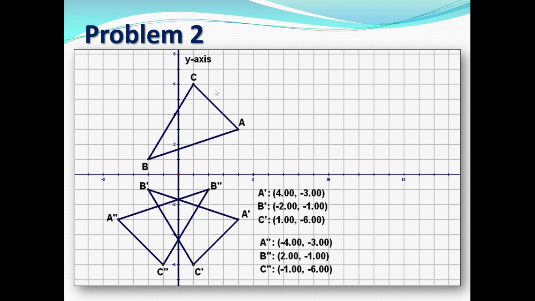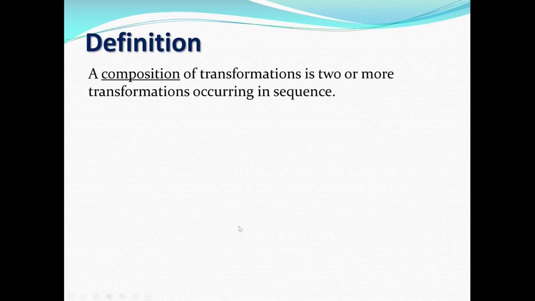Now, if you look at the original coordinates A, B, and C, and the coordinates A double prime, B double prime, and C double prime, how are these points related? Well, it turns out that these points are related by something called a composition of transformations. So let me first define the composition of transformation. A composition of transformation is two or more transformations occurring in sequence.